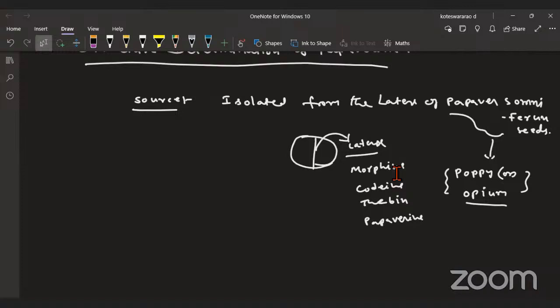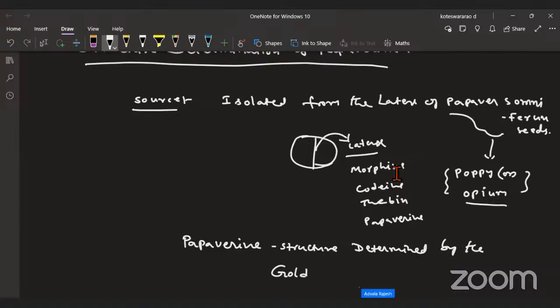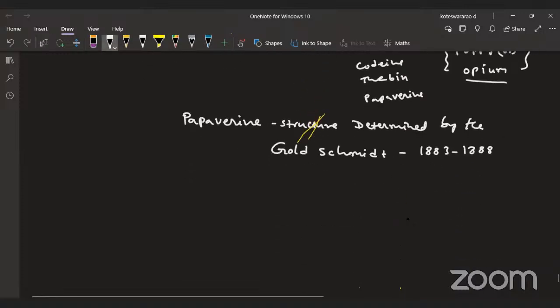Papaverine structure was determined by Goldschmiedt in 1888, by using the oxidative degradation method. That method we are going to discuss now: how the Goldschmiedt method elucidates the structure of papaverine.